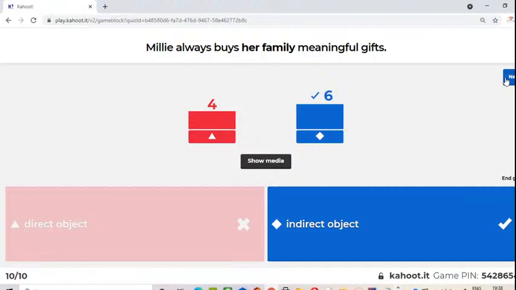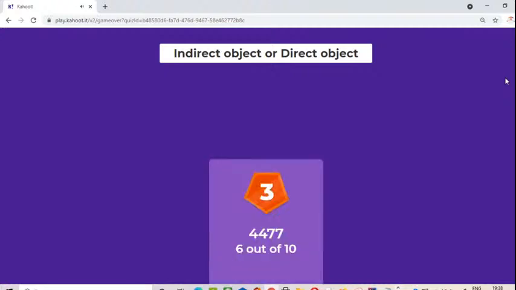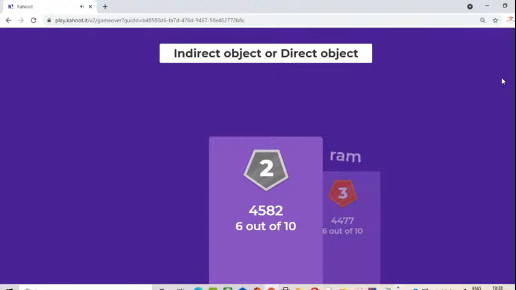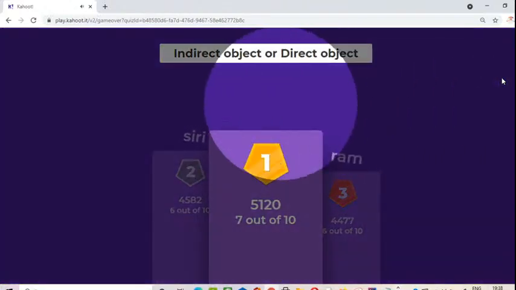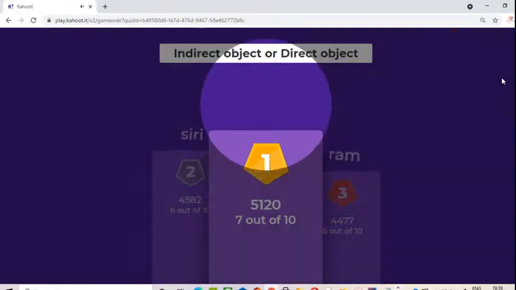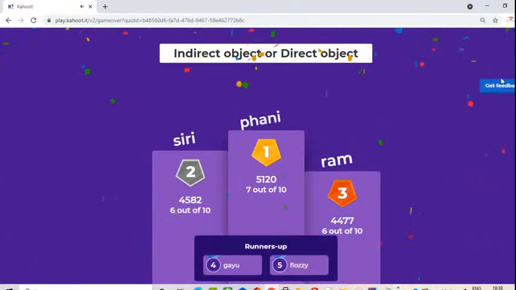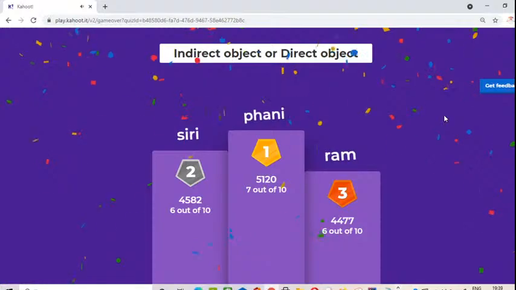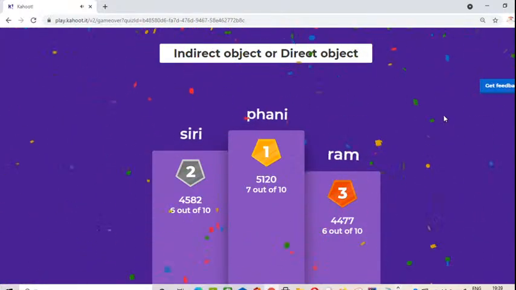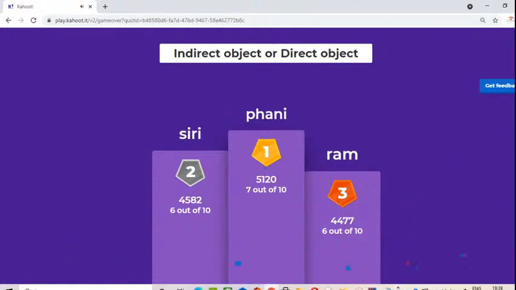So now let's see the podium. The third position goes to Ram, and the second is Siri. First is the Funny. That's very good, guys. I hope you all will keep up the same. And the runner-ups are Flossie and Gayu. And I hope you all will participate very actively in every session we conduct.